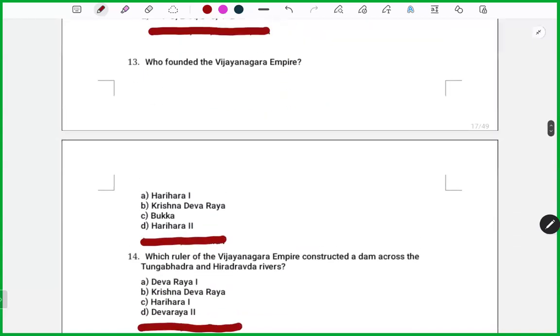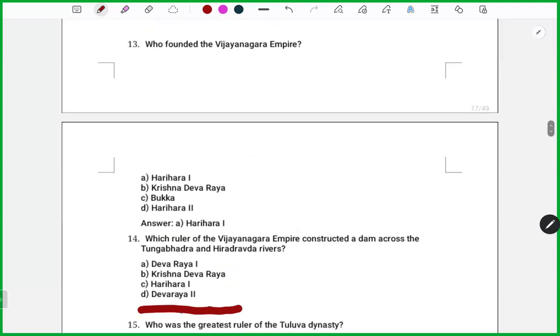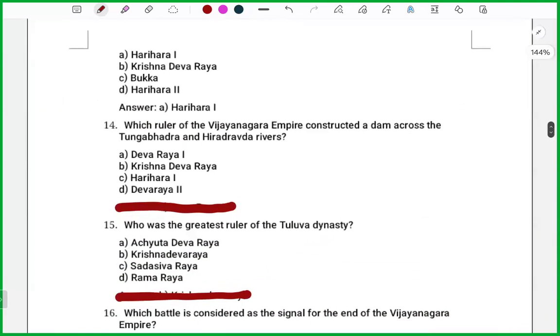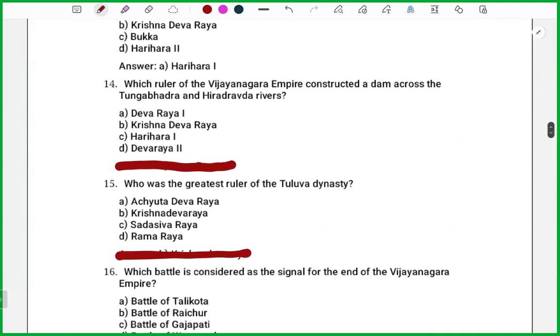So who founded the Vijayanagar Empire? Harihara. Which ruler of the Vijayanagar Empire constructed a dam across the Tungabhadra River? All right, it was Devaraya.